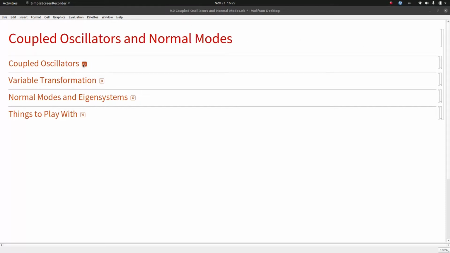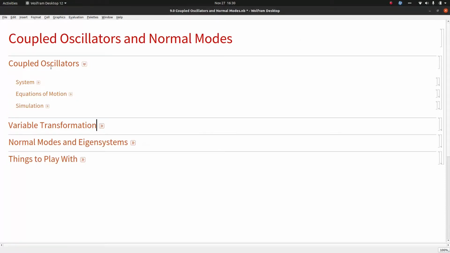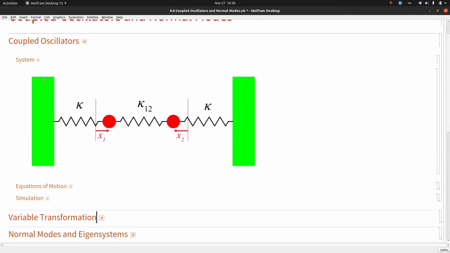So we're going to start with a system of coupled oscillators, and that system looks like this. So what you have is two masses, mass 1 described by position x1 and mass 2 described by position x2. And there's some equilibrium position for those masses, and we're measuring the displacement off of that equilibrium position.